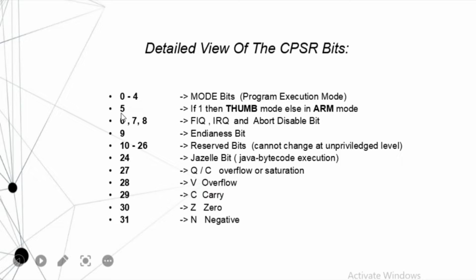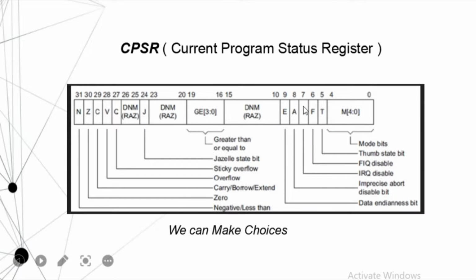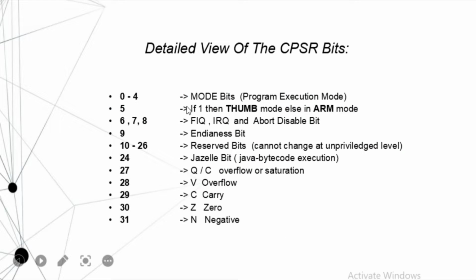Talking about the next bit, the fifth bit, it is the T bit, which is used to represent what mode the program is currently getting executed in. Is it in ARM mode or thumb mode? If it is 1, then the program is getting executed in thumb mode. If it is 0, then it is getting executed in ARM mode.